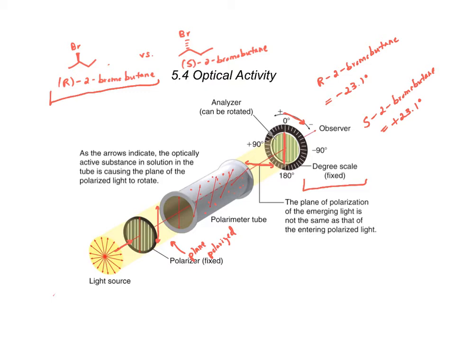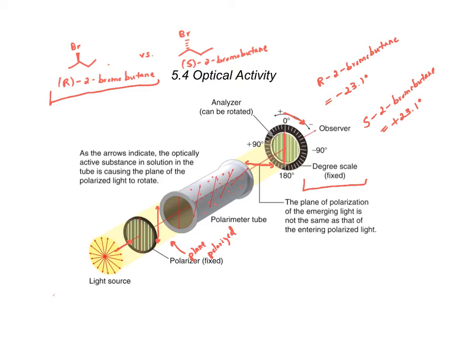Can you only rotate it clockwise? We can rotate it either way, counterclockwise or clockwise. So if we rotate it this way, we'll get a negative degree. If we rotate it this way, we'll get a positive degree. Will R always be negative and will S always be a positive degree? No. We'll talk about that in a second.